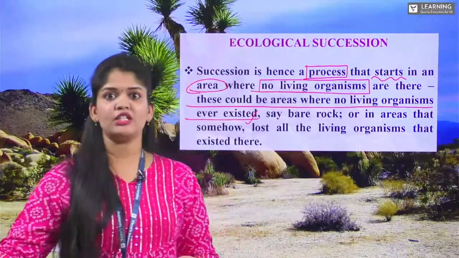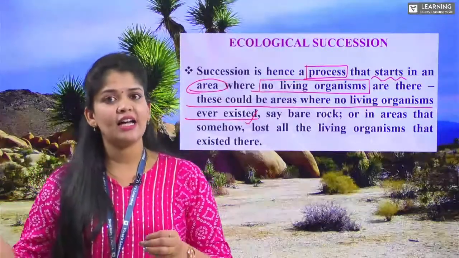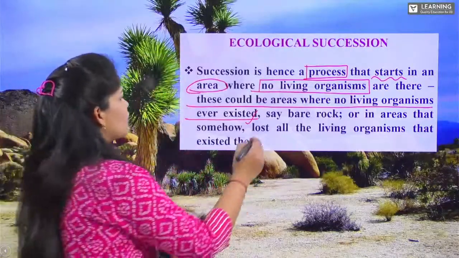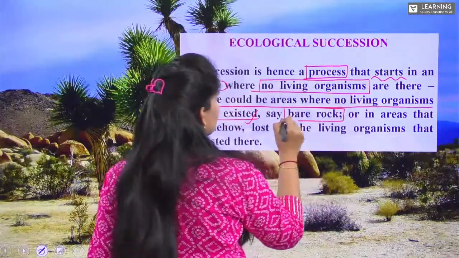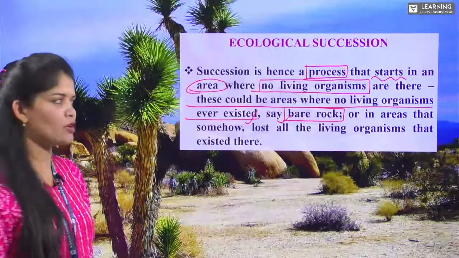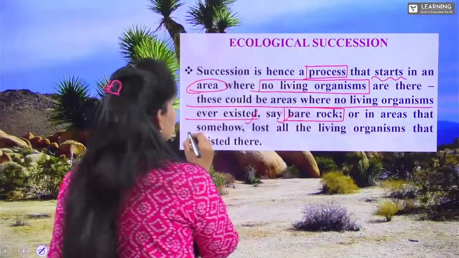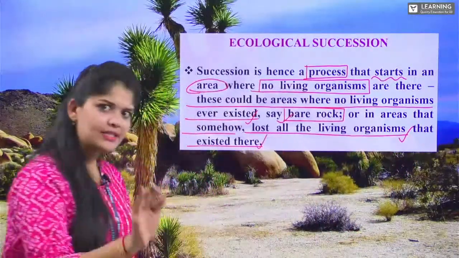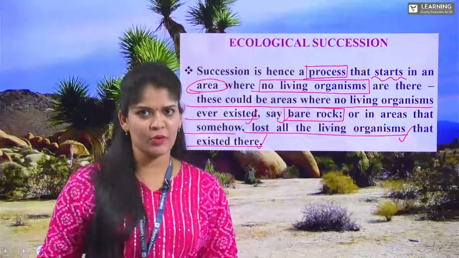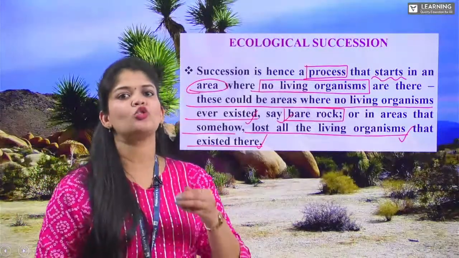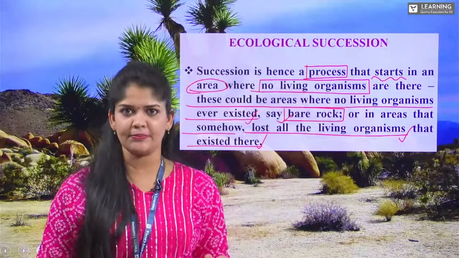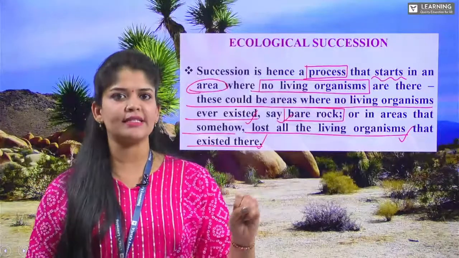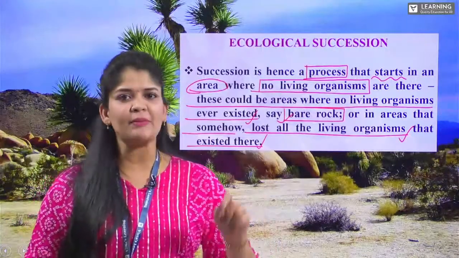In the second condition, the area never has seen any existence of life. For example, bare rocks, or an area that somehow lost all the living organisms that existed there. There is a time where the living organisms are present, but then it lost the existing living organisms. So the point here is, the condition where we can see there is no existence of life has to start with the primary succession.